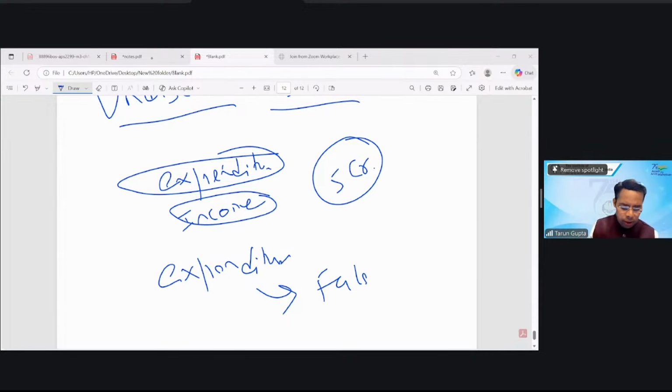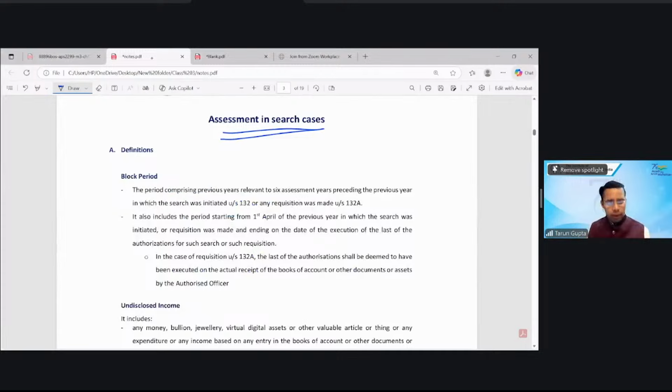So till now, let's study what we have discussed. Definition: block period. The period comprising the previous years relevant to 6 assessment years preceding the previous year in which the search was initiated. Understood? From 2019-20 to 2024-25 in our example. Or any requisition was made. You understand the meaning of requisition. In the entire chapter, wherever I use the word search, it means the requisition as well. It also includes what?